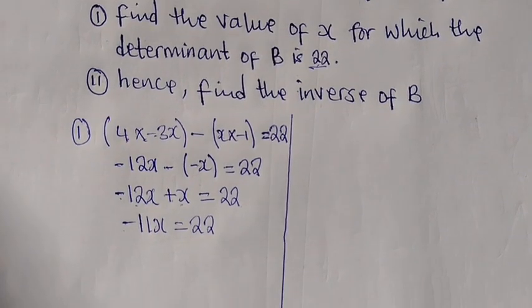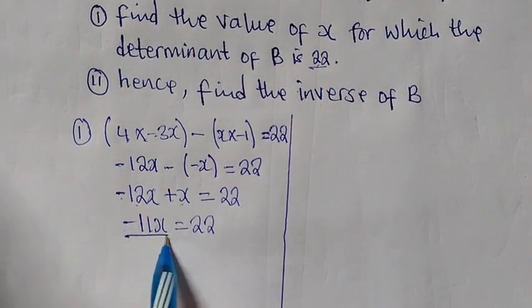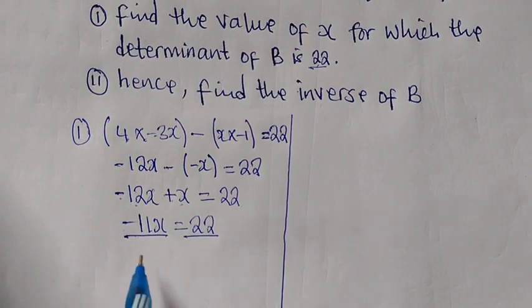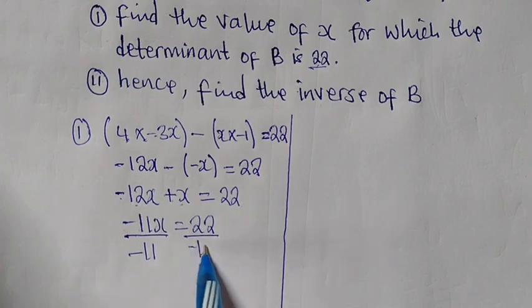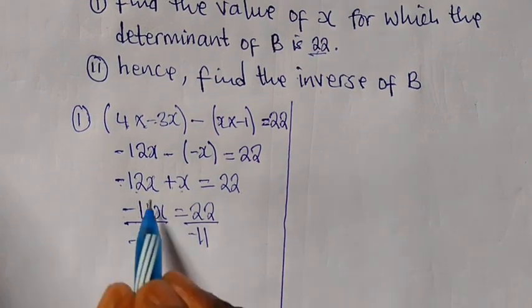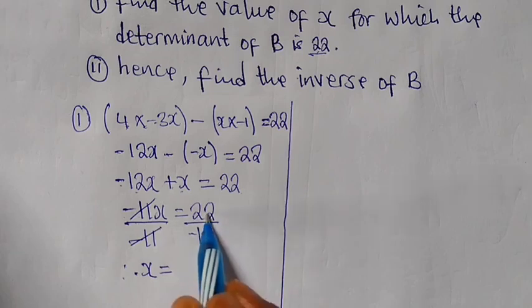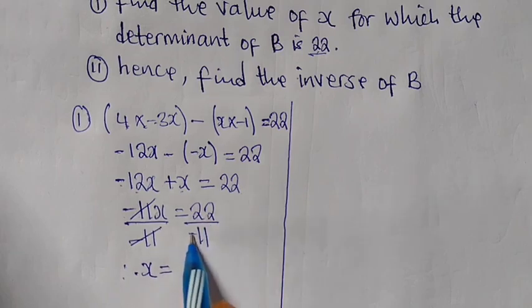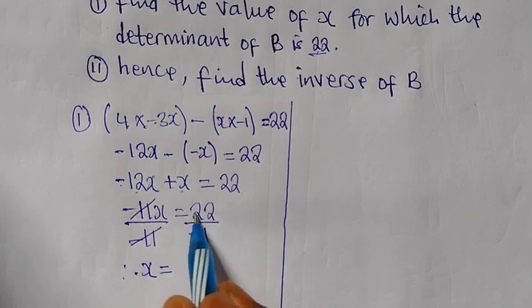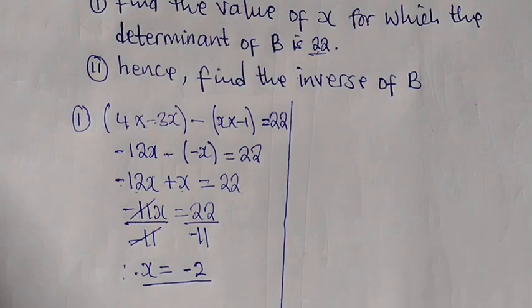To remain with x, we divide both sides of the equation by the coefficient of x, which is negative 11. So this and this will cancel. Therefore x equals 22 over 11, which is 2. Because one was negative and the other positive, this will be negative 2. So this is the value of x.